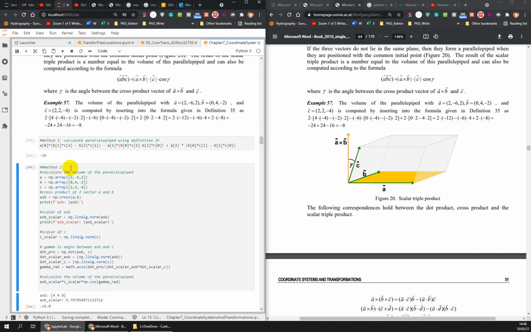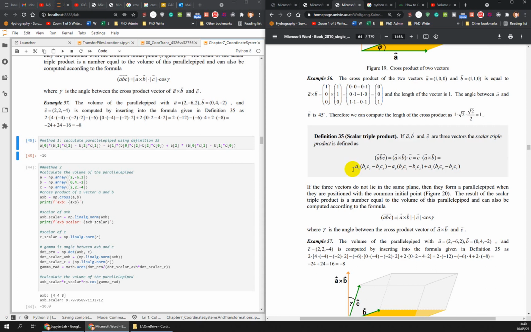For method 1 we want to use this formula. This formula is actually the dot product of the cross product of the first two vectors with the last vector. So let's see how it goes.